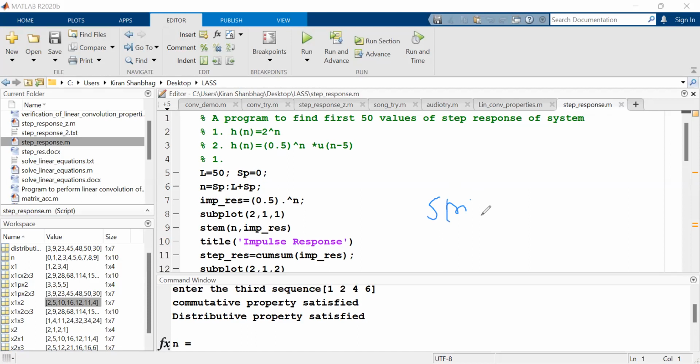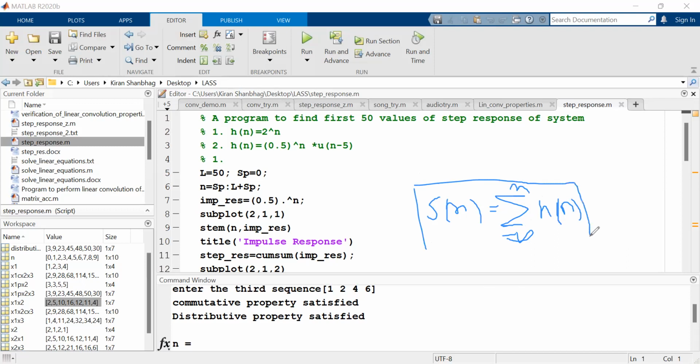S of n equal to, what's the formula? Minus infinity to n of h of n. Okay, so it is minus infinity to n of h of n. I am extremely sorry, my handwriting has gone bad with this. The comfort with the touchpad is not so good. Okay, so this is the formula.